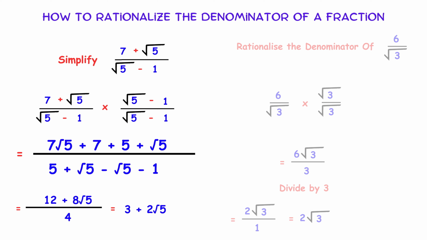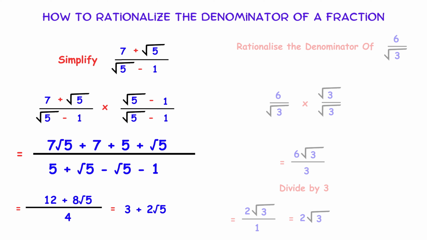So the first step is to take our whole fraction and multiply it by root 5 plus 1 over root 5 plus 1, because this is the same as our original denominator, but we've changed the minus sign to a plus sign. Next, you need to actually do the multiplication. So for the numerator, you should get 7 root 5 plus 7 plus 5 plus root 5, which simplifies to 12 plus 2 root 5.